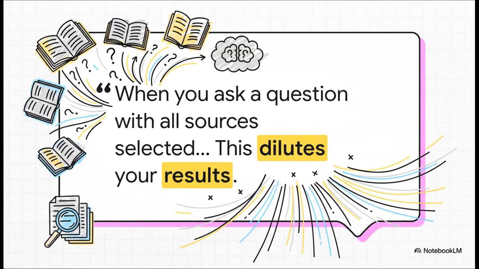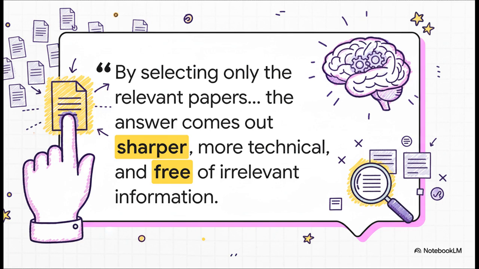Okay, listen up, because this is probably the single biggest mistake people make. They leave every single source checked, they ask a big question, and then they wonder why the answer is so generic. Well, it's because the AI is being forced to find a middle ground across dozens of documents, which naturally just dilutes any real insight. And here's the fix. It's so simple.